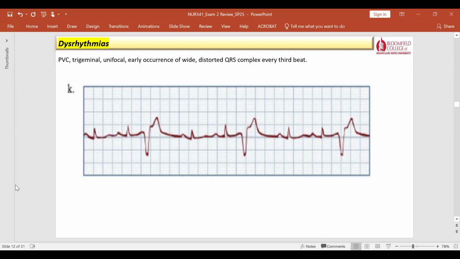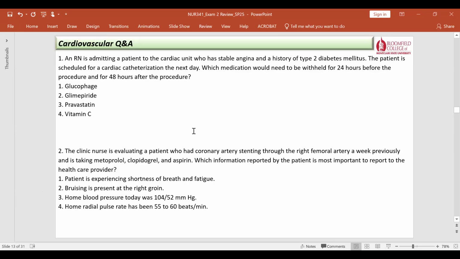This is a trigeminal PVC because we have two good ones and then one PVC. Two normal and PVC, two normal and PVC. That's trigeminal. And the QRS is distorted differently with the PVC. Obviously this is trigeminal unifocal, not multifocal, because all these three came from the same ectopic foci since they resemble each other.